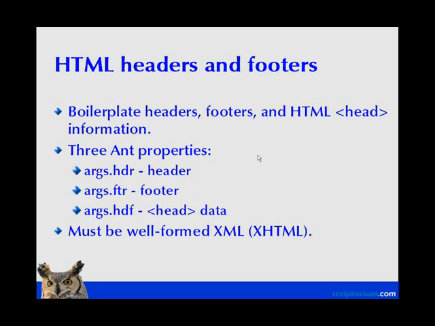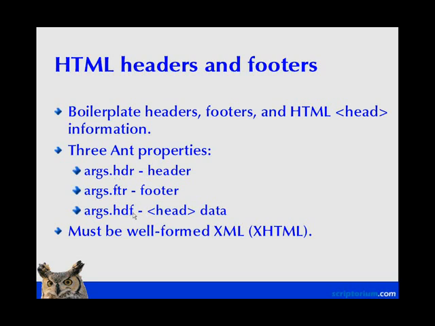So another way we can modify our output is HTML headers and footers. Within the DITA Open Toolkit, you can have some boilerplate headers, footers, or HTML head information. And by head information, this is within the HTML file, there's the head tag, and within the head, you can have directives that include JavaScript, that include CSS files to set metadata, and so you can use the head information to actually set those attributes.